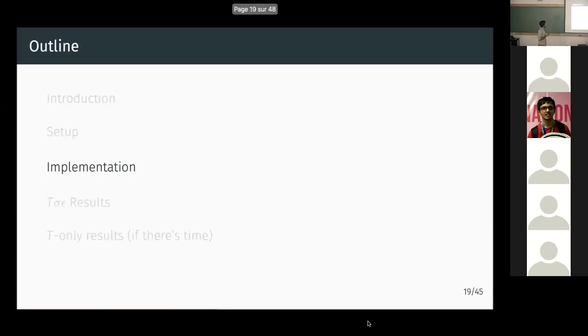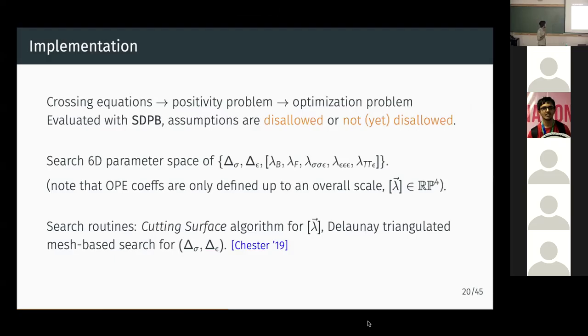Great. So now onto the technical implementation, the coding stuff, what we did. As I say, we took crossing equations and turned them into a positivity problem, which is turned into an optimization problem for a computer using our software SDPB. We can then see if our assumptions are disallowed or not yet disallowed. For our assumptions, we choose values for this 6-dimensional parameter space. You'll notice that it looks like there's 7, but these OPE coefficients are in projective space, only defined up to some overall scaling. We plunk down some assumption, and then we ask the computer to tell us whether it's disallowed or not yet.